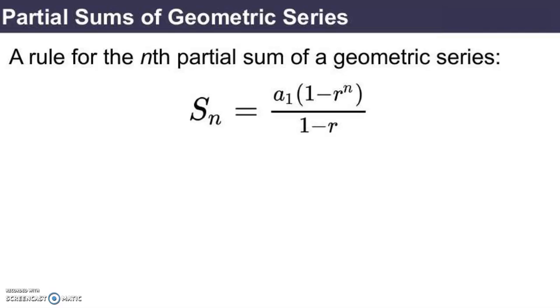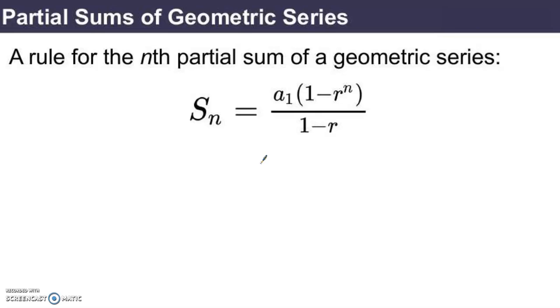In Algebra 2, we're going to stick to talking about partial sums of geometric series. We'll get to dive into the infinite series for geometric sequences in the pre-calc year. So a rule for the nth partial sum of a geometric series is right here. It looks a little more complicated than it actually is, I think. It says that the sum of n terms is the first term times the quantity 1 minus the common ratio r to the nth power, all divided by 1 minus r.